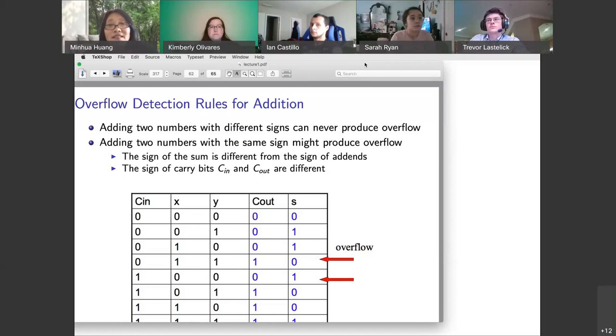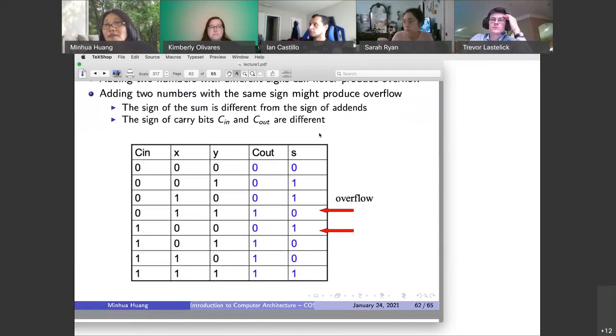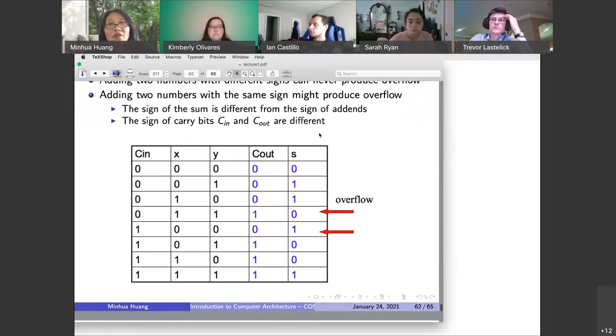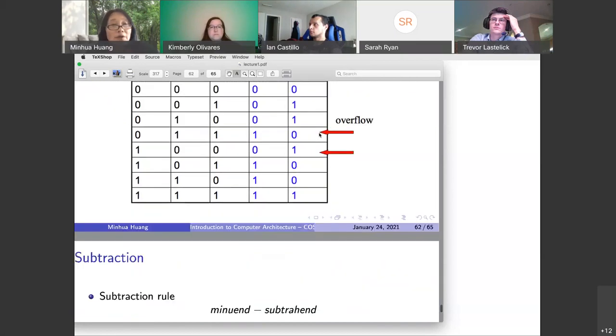Okay, this is one. The second way: the signs of the carry bits C and C out are different. Okay, this also will be overflow. So here we have the example. Later on, we will discuss this in more detail. Up to now, I just gave the table. Later, when we discuss the adders, which are a building block of your computer architecture, we will discuss this table in detail, okay?